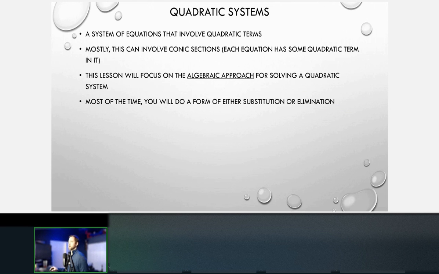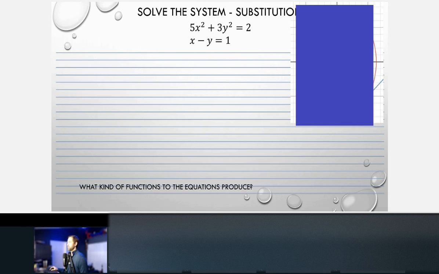Okay, so a system of equations that involves quadratic terms mostly. This can involve conic sections. Each equation has some quadratic term. This lesson will focus on the algebraic approach for solving a quadratic system. Most of the time, you will do a form of either substitution or elimination. Elimination and combination mean the same thing. All right, let's get into the first one.